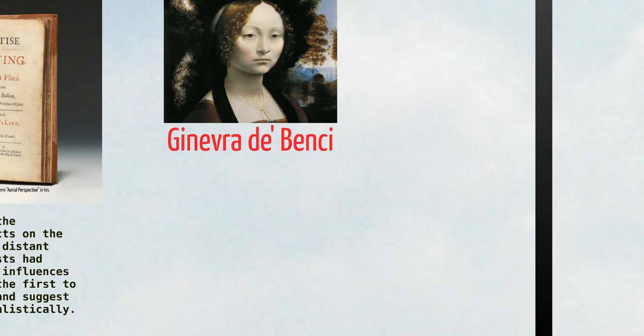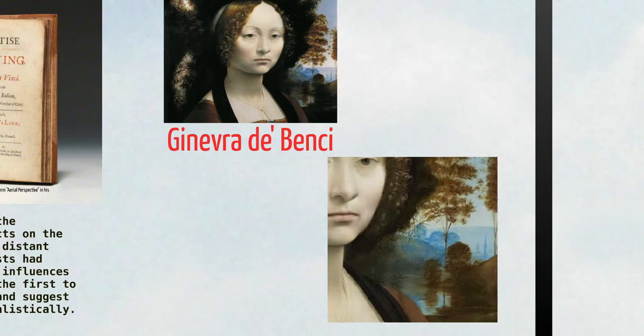This is a picture that Leonardo da Vinci painted when he was 22. It's called Ginevra de' Benci, and it is the only Da Vinci piece that is in America. So if you go to Washington, D.C., and you go to the Portrait Gallery, this is the only Da Vinci piece we have in America. And if you look closely, there is aerial perspective.